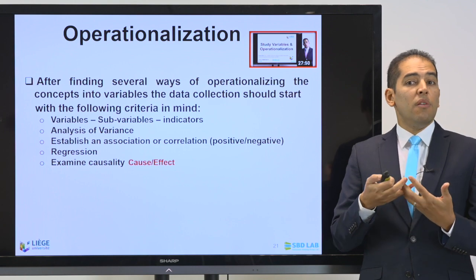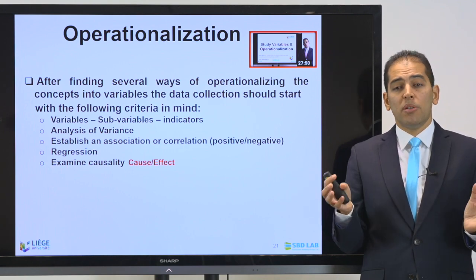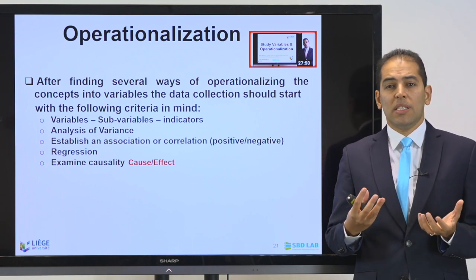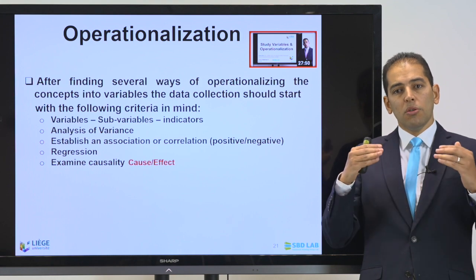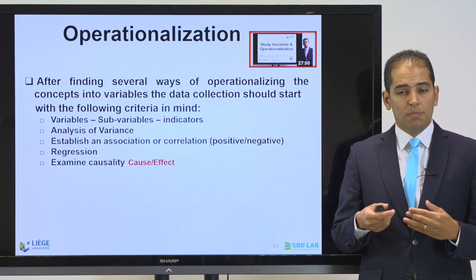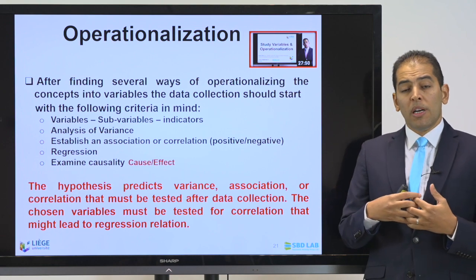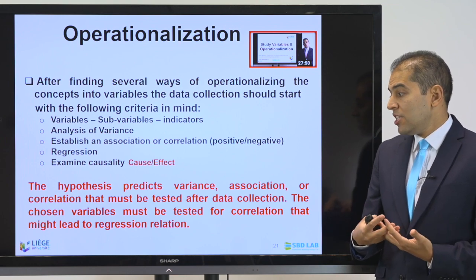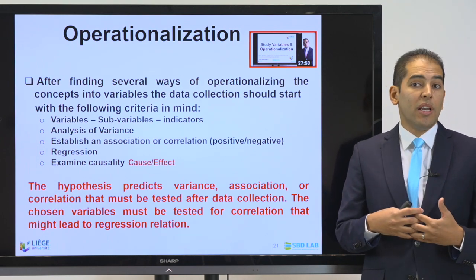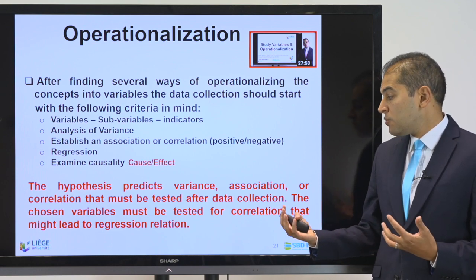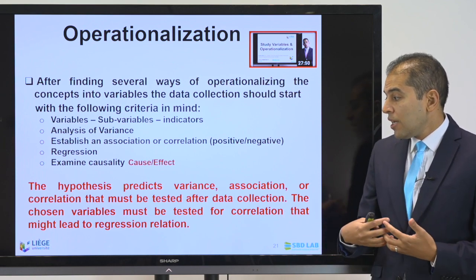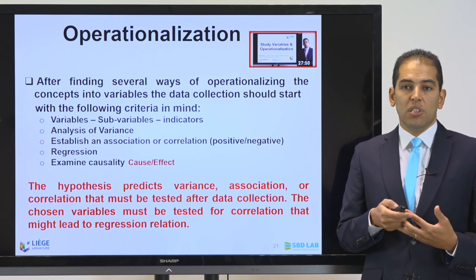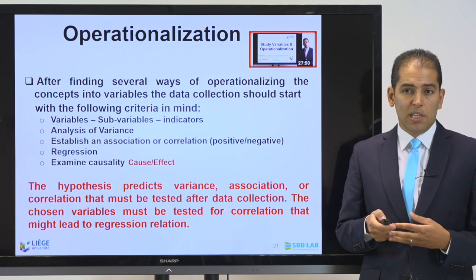Same approach with variance. If there is no variance between the samples I'm comparing, then there is no meaning to continue. So it's very important to understand that when we do statistical tests in observational research, we go step by step, and depending on the result, we proceed. Now, it's important to take into account that the hypothesis predicts variance, association, or correlation that must be tested after the data collection process. So chosen variables must be tested for correlation that might lead to a regression relation. These are the main conditions to proceed with our observations and with our statistical tests.